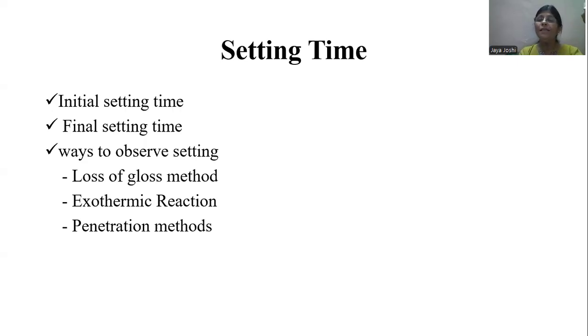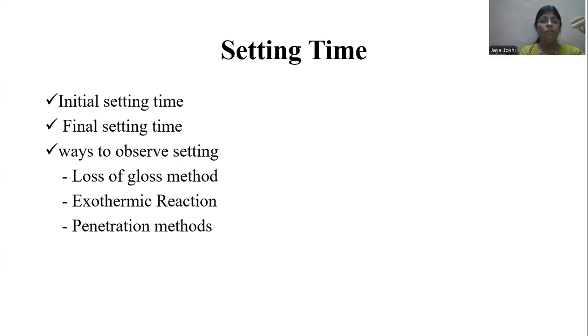And final setting time is the time from the start of mix till the material hardens completely. Now the material cannot be carved with your sharp hand instruments, but it has to be trimmed with the help of a model trimmer. So that is the difference between initial and final setting time. At initial setting time, the material becomes hard, but it has not gained all its optimum properties. Now there are different methods to see the setting time.